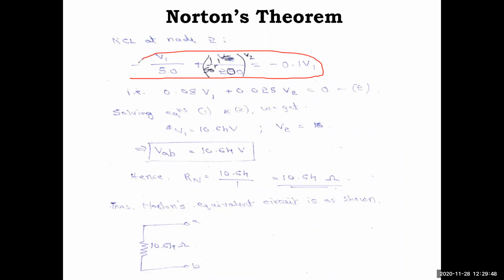So write the previous step that I have shown. Take the ratio here as you got: 0.08 V1 plus 0.025 V2 equal to 0. This is equation 2. Now use the calculator in equation mode for two unknowns.